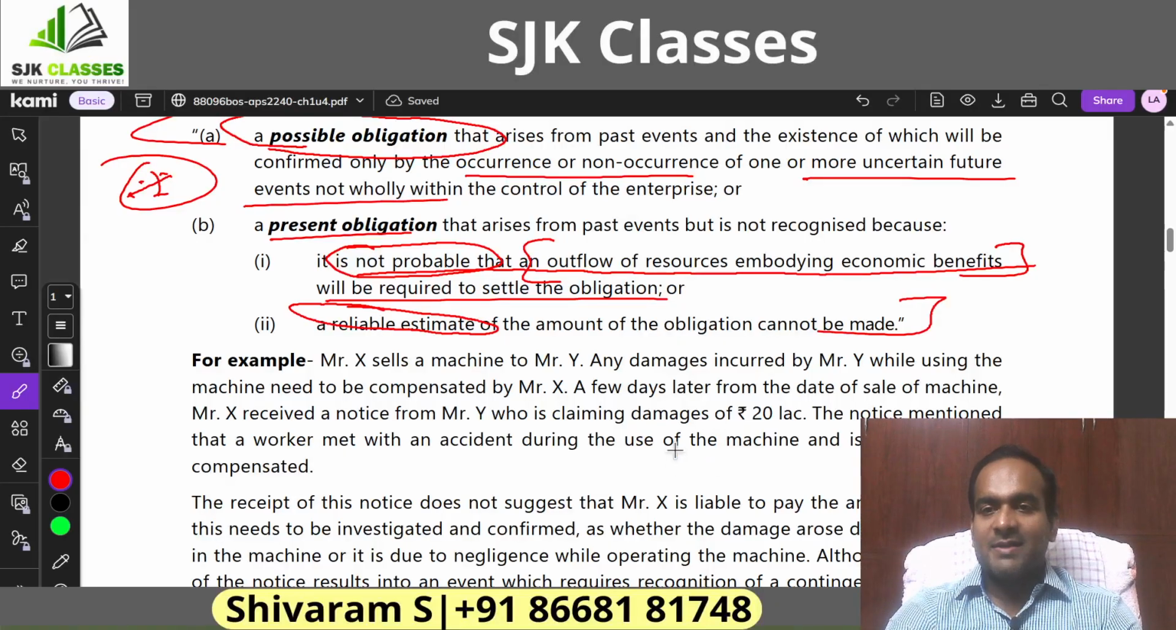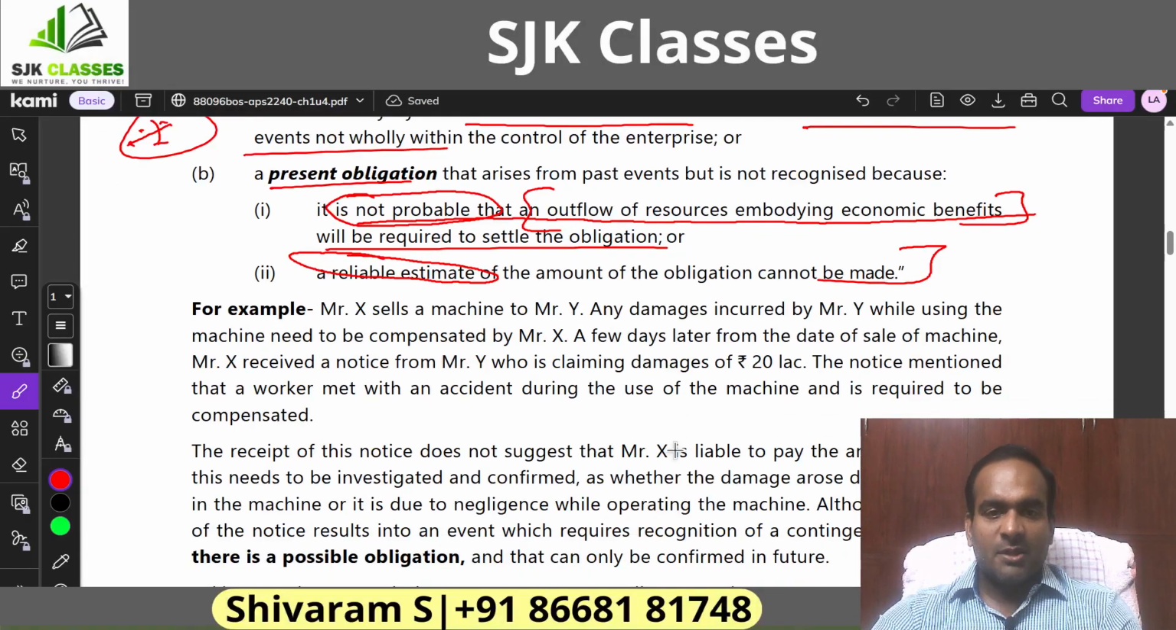Now let's look at an example here. X sells a machine to Mr. Y. So X is selling a machine to Y. Any damages incurred by Y while using the machine need to be compensated by X. So what is the scenario here? We are X, we have sold a machine to Y. So if Y incurs any damages, we have to make good of it. We have to compensate him.